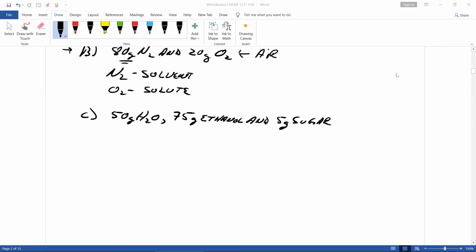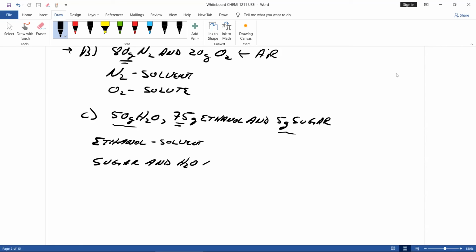All right, I think everybody's done. Let's take a look at this. Now, most people always think water is the solvent. Wrong. In this case, ethanol, which is present in the greatest amount, is the solvent. And the other components, sugar and water, are the solutes.